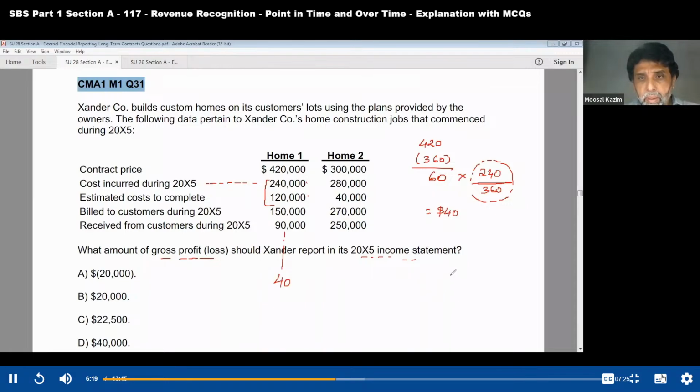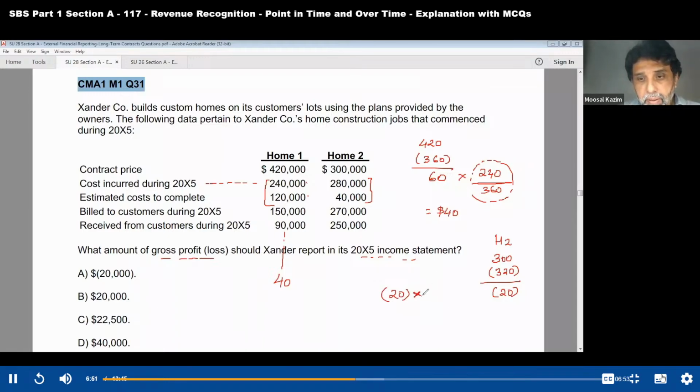So what is the profit for home 2? I'll put it as H2. The contract price is 300. The total cost would be the cost incurred and the cost to complete in the future. That is coming to 320. Looks like there's going to be a loss. So there's a 20,000 loss.